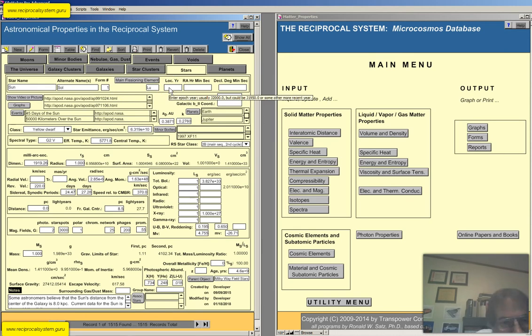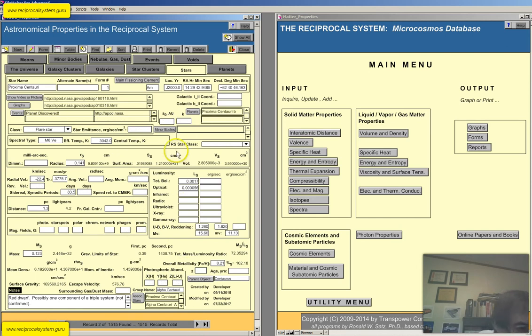Now, for other stars other than the sun, there would be a location year, like 2000.0. The right ascension in hours, minutes, and seconds. The declination, degrees, minutes, and seconds. Just to show you what that looks like, we'll click here at the bottom and go to the next star. This is Proxima Centauri, and there you can see these are filled out for Proxima Centauri. But let's go back to the sun.